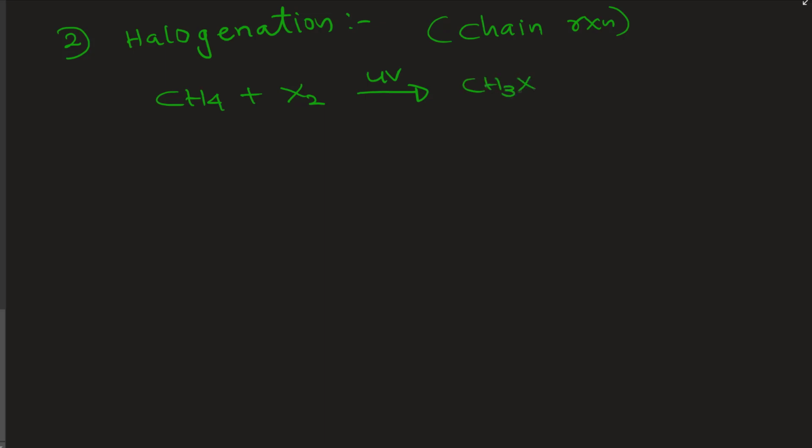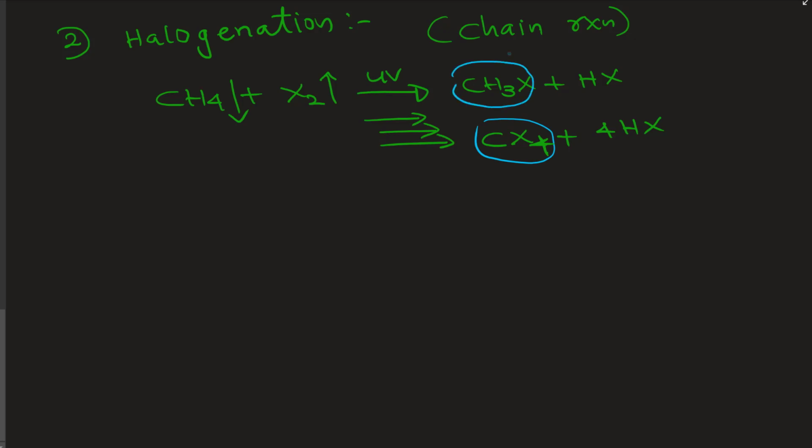X2 is any halogen, and in the presence of UV light, it'll make you CH3X and HX. Now, if you keep reacting and more and more X2 is added, you're going to end up with CX4. That's a fully halogenated hydrocarbon. And you're going to make some HX, 4 of them, right? So that's the extreme reaction.